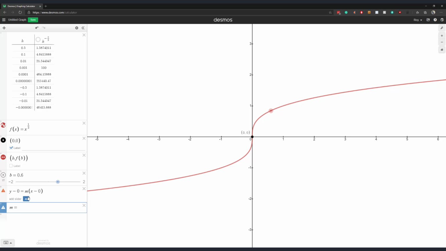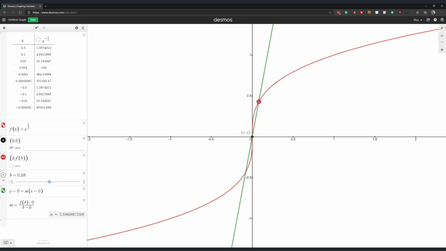a slope formula right here. And we happen to know that the slope of a line is the difference between the y values, so f of b minus the y value of 0, over the difference in their corresponding x values. So b minus 0. And when you do that, you can see I get this beautiful secant line. And as these 2 points get really close to one another, I'll zoom in here. As these 2 points get really close to one another, you can see the tangent line almost becomes vertical.